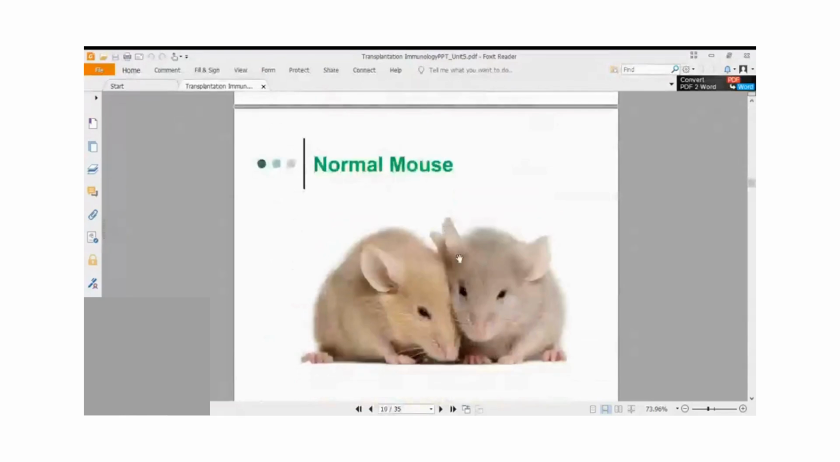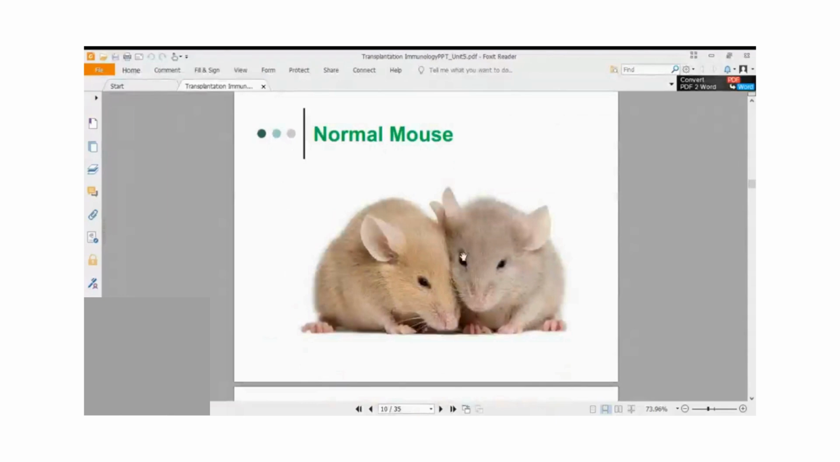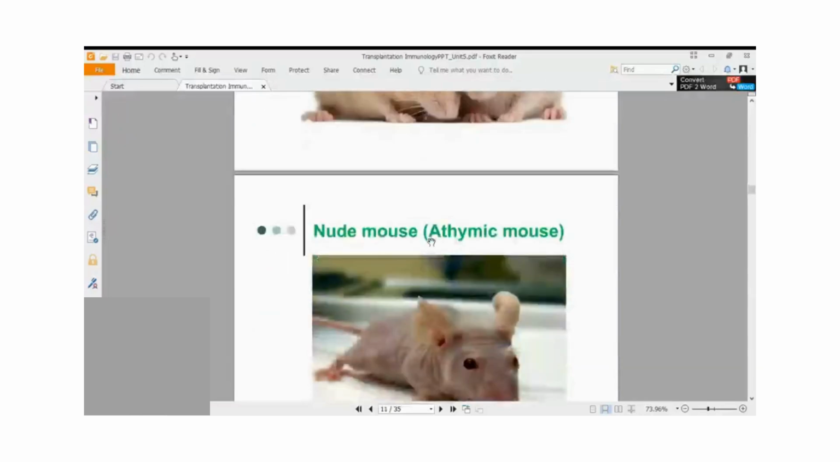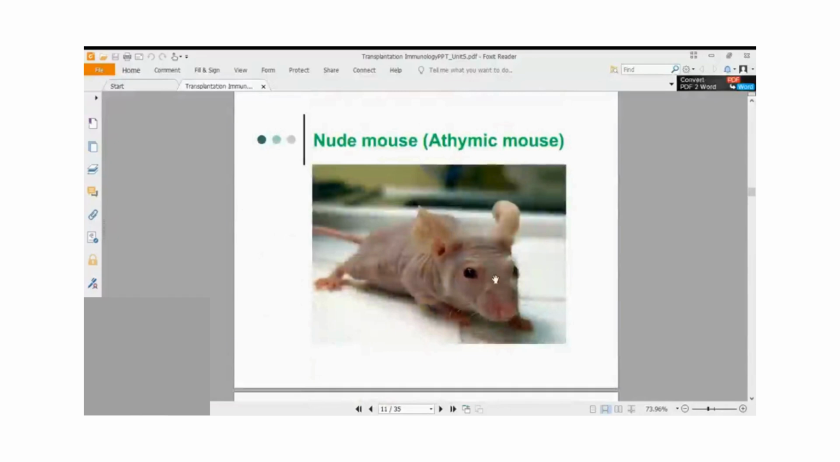So I just want to tell you about the experiments that were conducted using mouse. This is the normal mouse, which has a normal body architecture with a lot of hair on the skin, looking nice and fluffy. And when you take a mouse called a nude mouse, it looks like this.